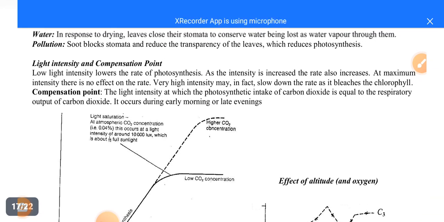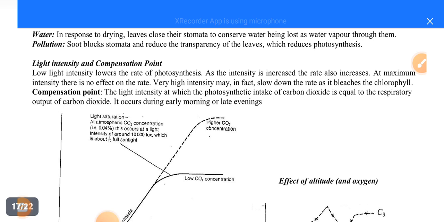So today we are going to look at light intensity and the compensation point. When we talk about light intensity, low light intensity lowers the rate of photosynthesis, and as the light intensity is increased, the rate also increases. The reason is that the enzymes which control the process of photosynthesis are being activated as the light intensity increases.